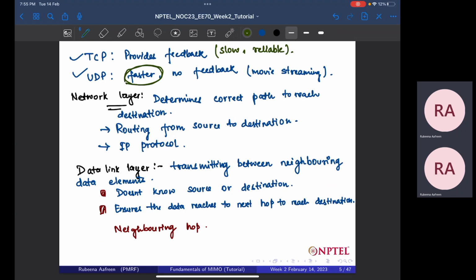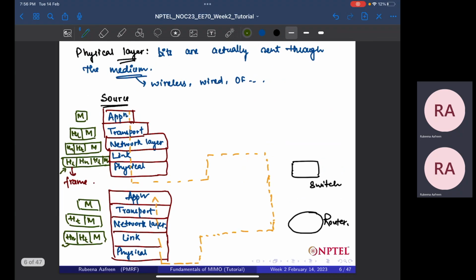Then there is the network layer and data link layer. The network layer is for determining the path from the source to the destination, and the data link layer would be transmitting between the neighboring data elements. It will ensure that the data has reached the nearest neighboring hop. So this is the difference between network layer and data link layer. The network layer is the IP protocol. And then the data comes to the physical layer, from where it is actually transmitted over wireless or wired layers, like optical fiber or any other medium. Each OSI layer will add its own header to the message signal. And on the receiver side, the reverse of it happens.